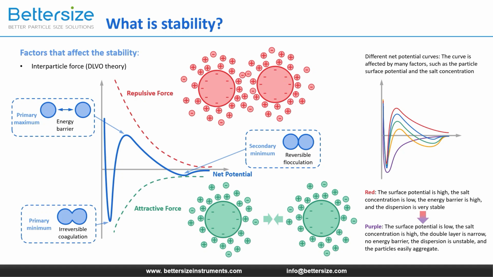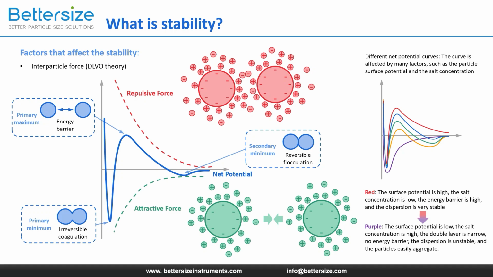If the kinetic energy is smaller than the energy barrier, the repulsive force between particles ensures stability. On the right part of the slide, different net potential curves are shown. The curve is affected by many factors, such as the particle surface potential and the salt concentration. If the surface potential is high or the salt concentration is low, the energy barrier is high. Therefore, the dispersion is stable.